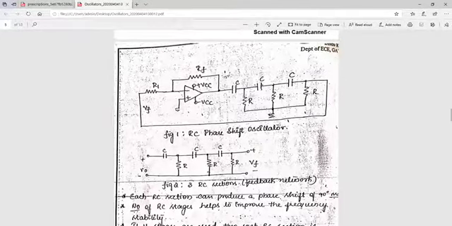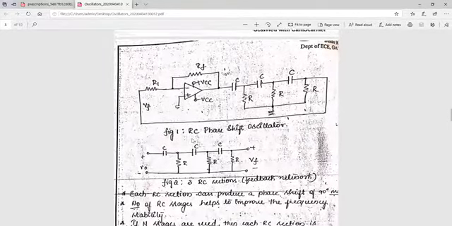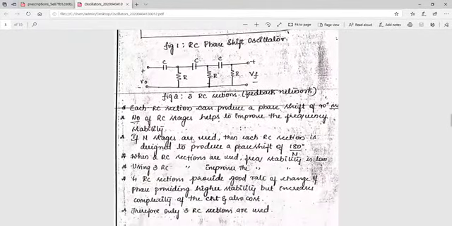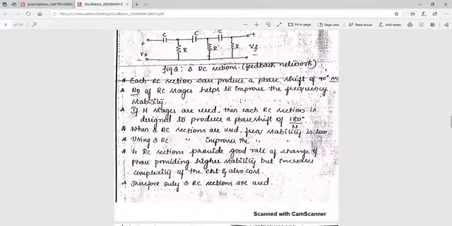So that will be 360 degrees. Clear? So in this feedback circuit, the input of the feedback circuit is V out and the output is VF. Clear? So this is our feedback circuit. The input to the feedback circuit is V out and the output of the feedback circuit is VF. Right?